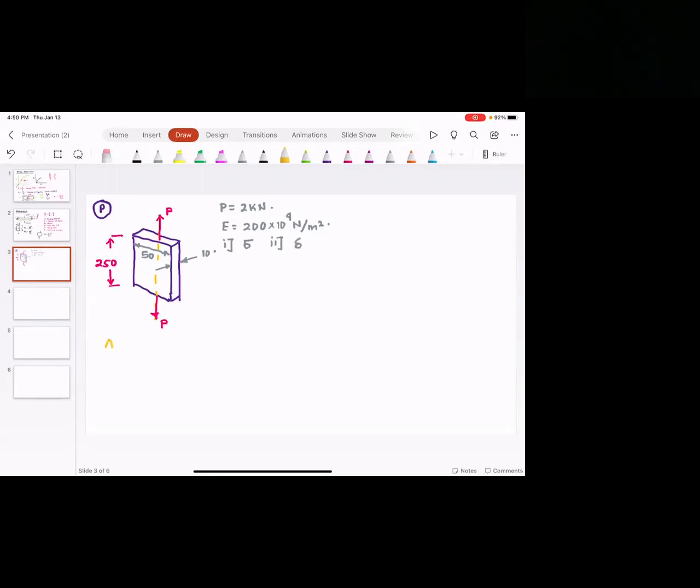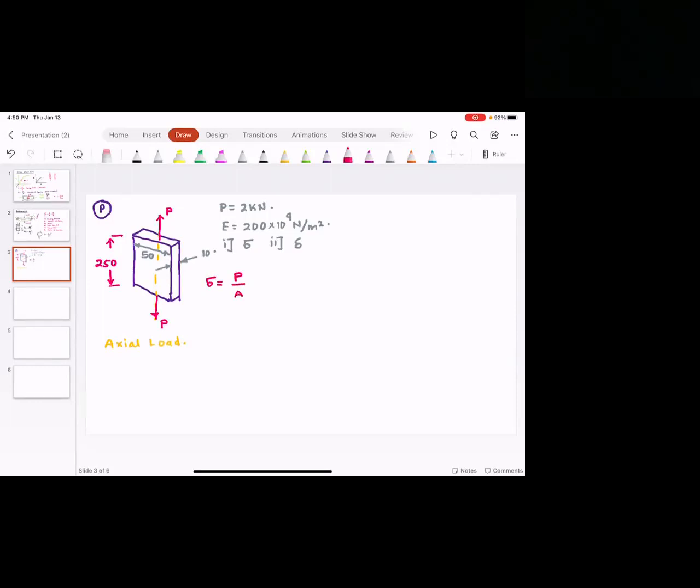So this is called axial load. In axial load, the center line of the load passes through the center line of the cross section. Now, how do I find out the value of stress? Come on, tell me. It is force divided by area.